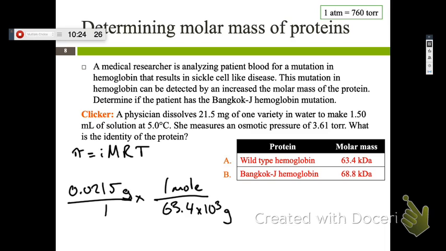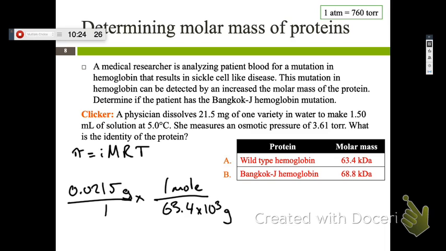It should match the Bangkok. It should match Bangkok is what you found? Yeah. What did you get? What was your osmotic pressure? What R value did you use? 0.08205, that one. And it didn't work. Why not? What happened? You used the atmosphere instead of torr.